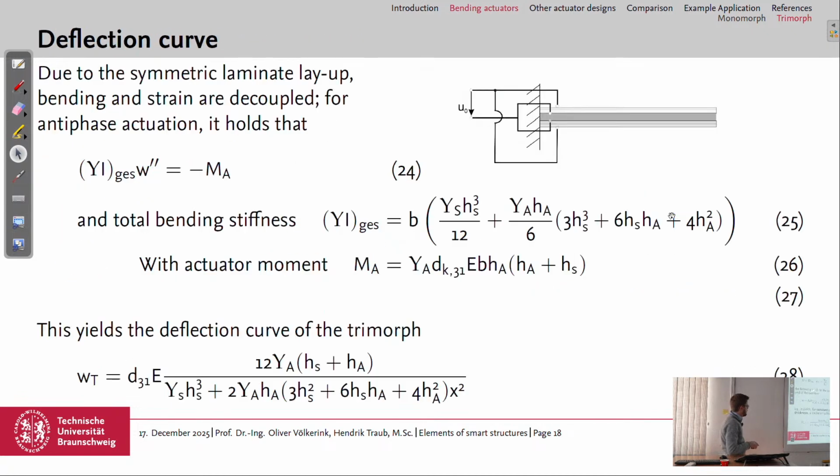And in the end, we can have the same equation, or a similar equation than before, for the deflection curve of the trimorph, now indicated with a T. And it's again dependent on the Young's moduli and also the heights of the different layers.